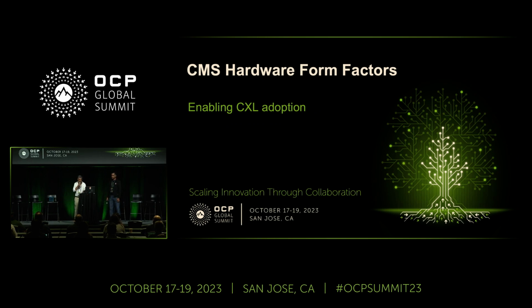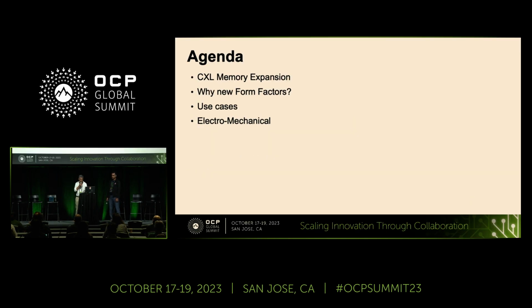So we want to talk about a couple of things. Introduction has been done, so I don't want to spend time on that. Why the need for the CXL memory expansion? Second, why do you really need a new form factor? What are the use cases which can be put onto the new form factor? Then the electromechanical for that.